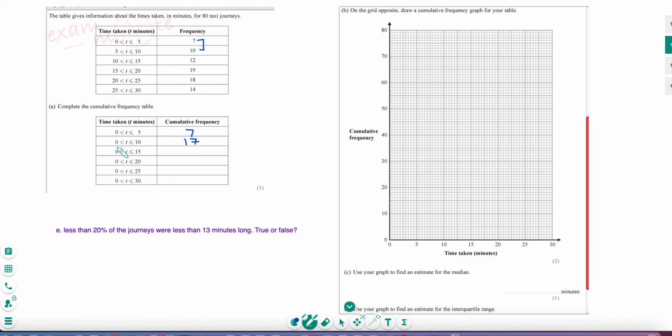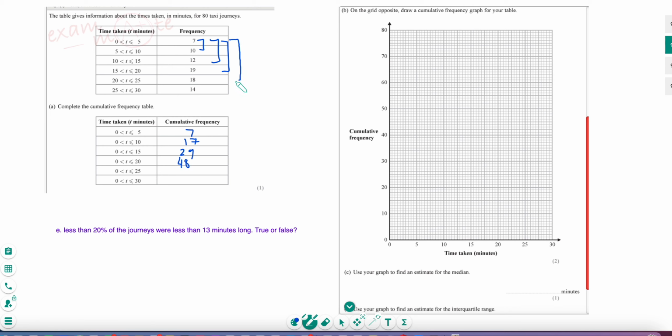Because it says the time taken from 0 to 10 minutes. So from 0 to 10 minutes, that's just these 2 values. So 17. Third is 0 to 15, so from here to here. So you add up these values. So 7 plus 10 plus 12, 29. 0 to 20 is just these values here. So 48.